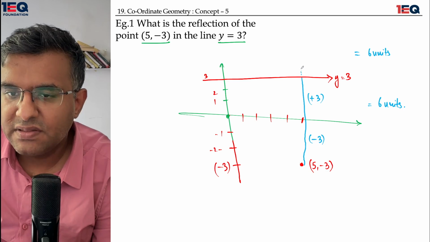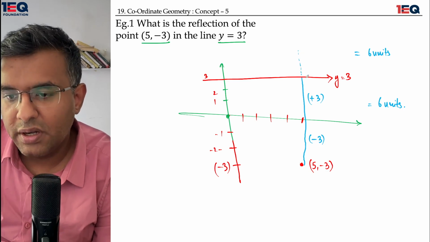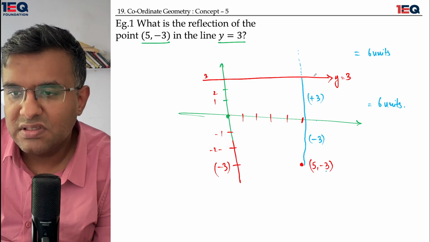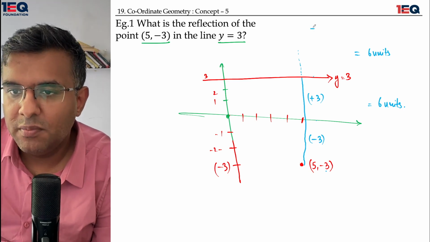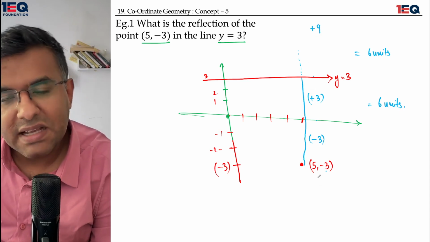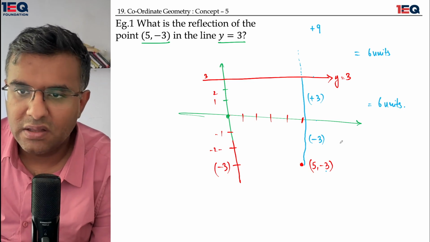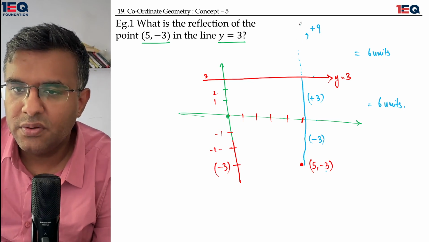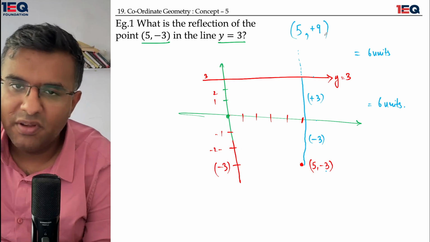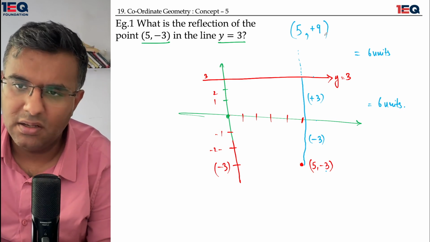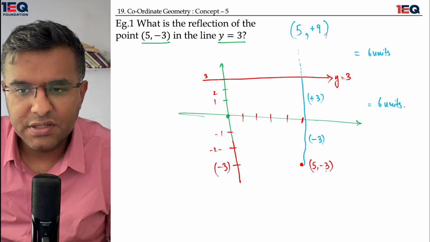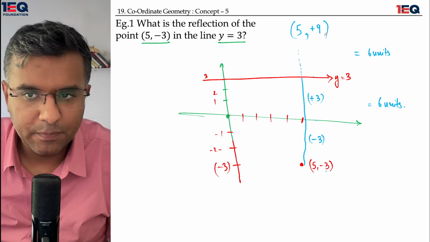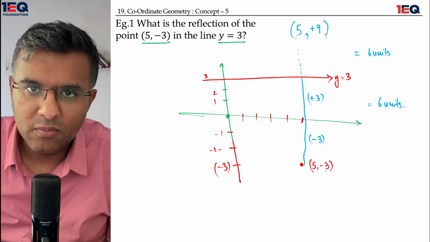So when I expand myself 6 units more, I get the coordinate as, we are only focusing on the y-axis right now. This is minus 3, this is 0, this is plus 3, plus 6 more, this would become plus 9. The x coordinate would remain constant because we are not moving anywhere in the x-axis direction. So I have a plus 9 with me, which is the y coordinate, and the x coordinate remains constant. That is why my answer is going to be 5 comma 9. That is the reflection of the point with respect to the line y equal to 3. Good enough? Let me move on.